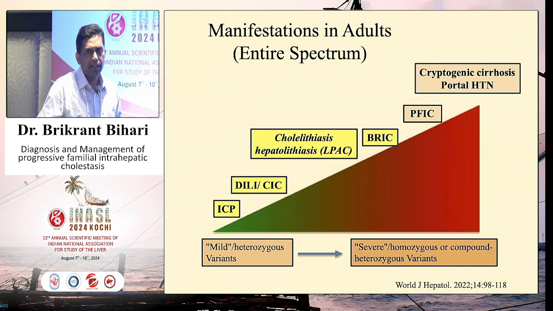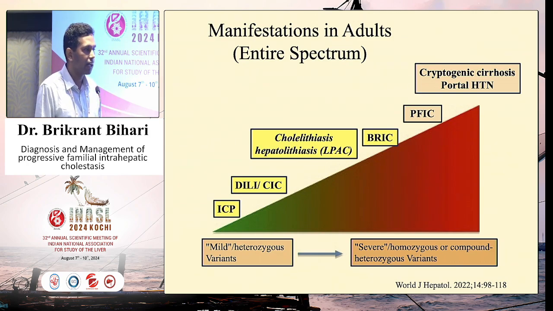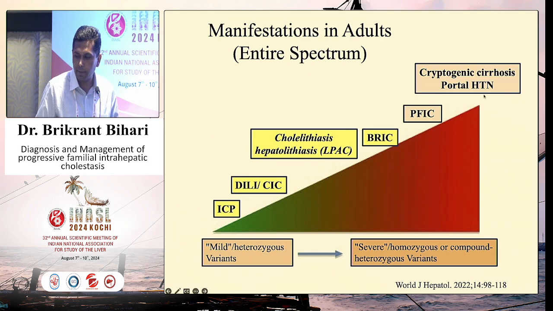So what will be the spectrum in adults? It will vary depending on the genetic variants that are present. The patient can have a mild heterozygous variant on this extreme, or a homozygous or compound heterozygous variant, that is biallelic loss of function variants, on this extreme. The symptoms can range from acute cholestasis like in ICP, intrahepatic cholestasis of pregnancy, or DILI. It can be episodic, or it can be the most severe form, presenting as cirrhosis and portal hypertension.